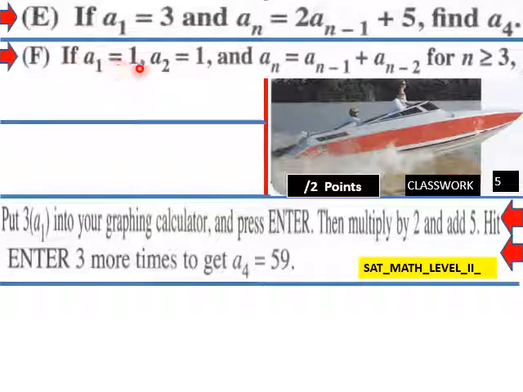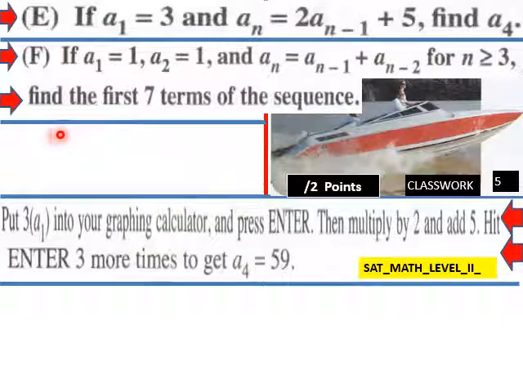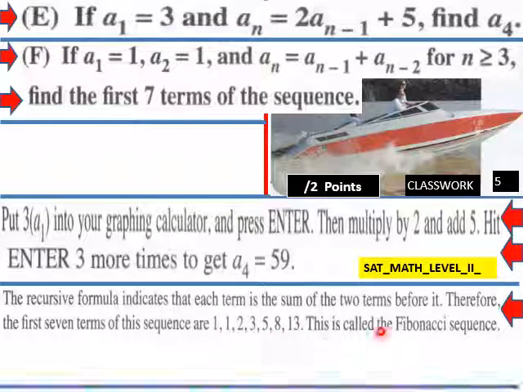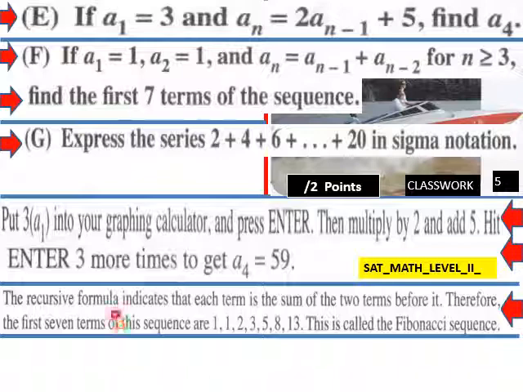If a1 equals 1, a2 equals 1, and a sub n equals a sub n minus 1 plus a sub n minus 2, for n greater than or equal to 3, find the first 7 terms of this sequence. The recursive formula indicates that each term is the sum of the 2 terms before it. Therefore, the first 7 terms of the sequence are 1, 1, 2, 3, 5, 8, and 13. This is called the Fibonacci sequence.